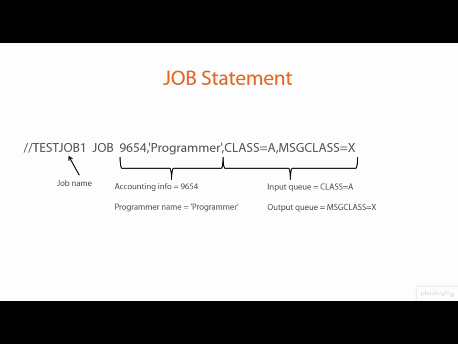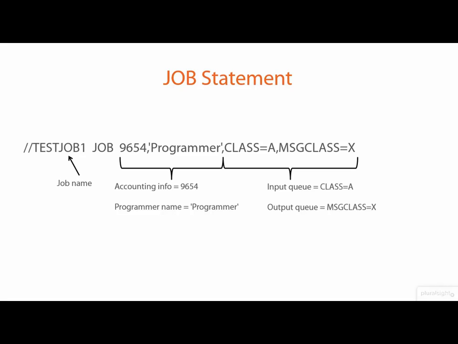So, to take a look now at a job statement based on the information that we've already put together, we can see that we have our //. The name for our job is called TESTJOB1. We have the job operation field indicating that this is a job statement. Our accounting information indicates just 9654. The programmer name field simply indicates 'programmer' in single quote marks. We don't need them in this case, but it does no harm if they're coded.